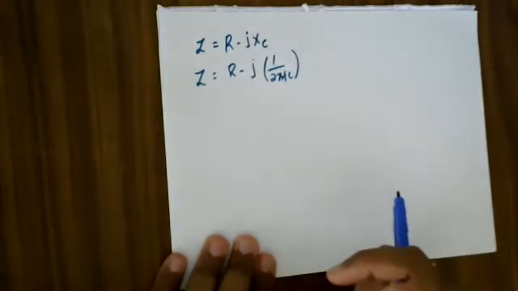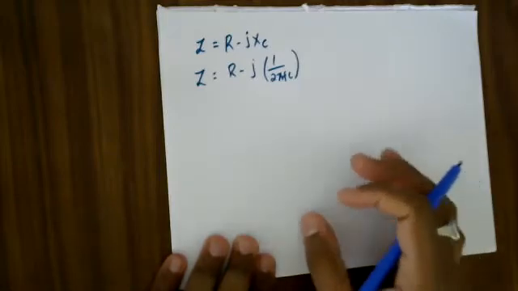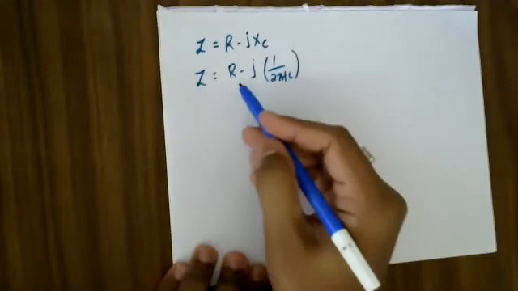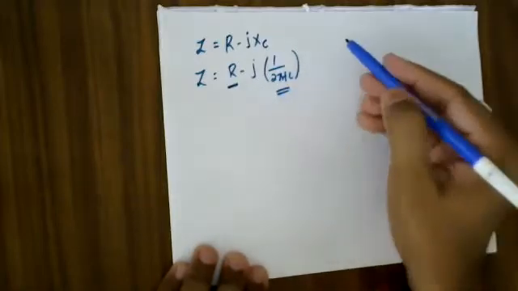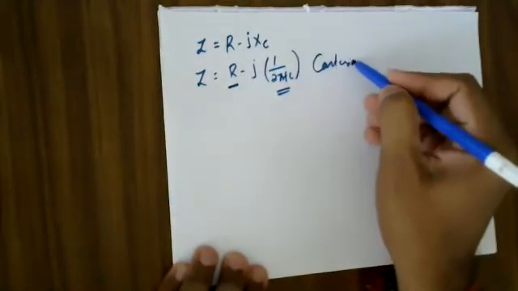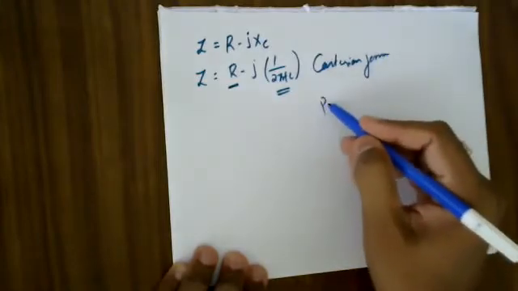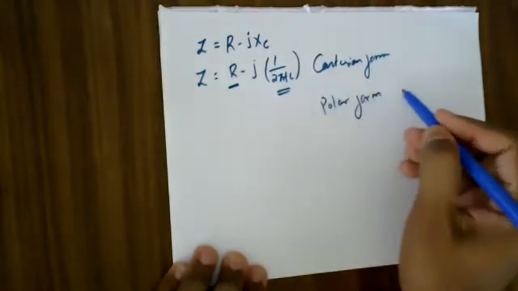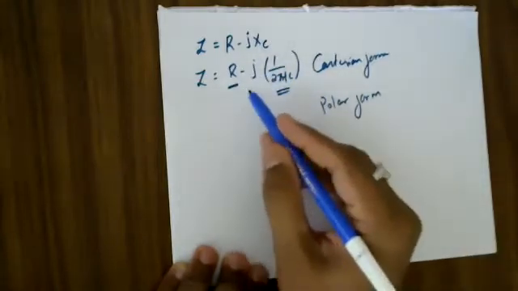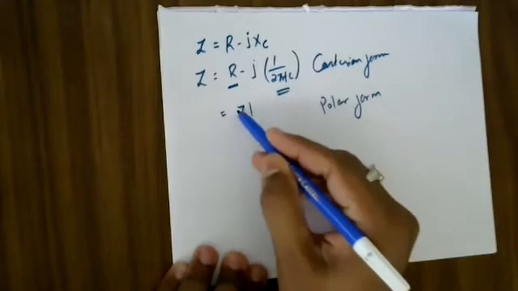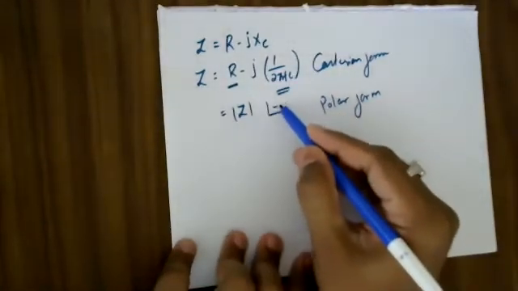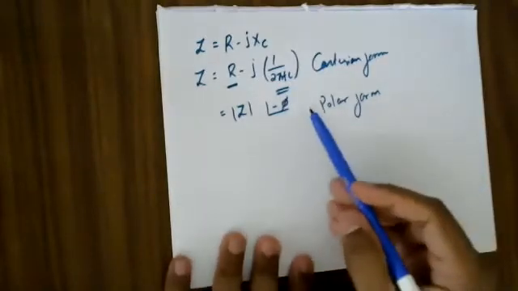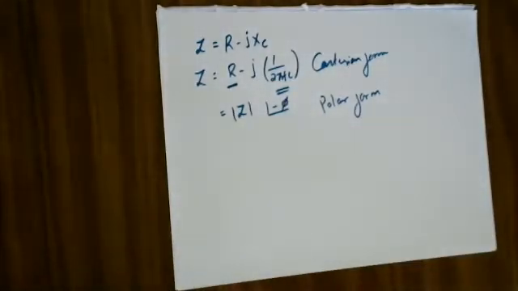Now if I want to write it in terms of its amplitude, since it has a real part as well as an imaginary part, when I convert this from Cartesian form to polar form, I can write this impedance as having some magnitude Z, along with some phase angle, which is a negative phase angle phi.